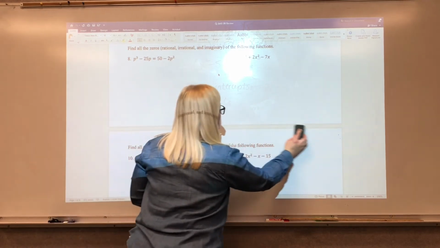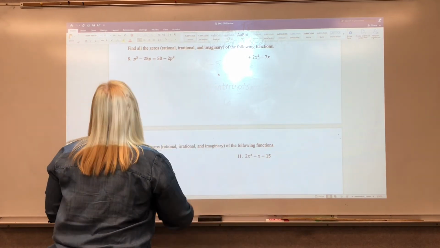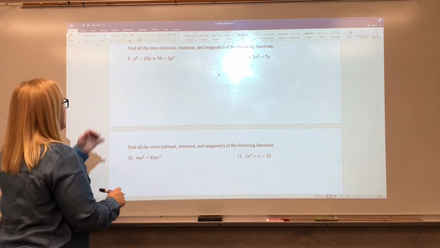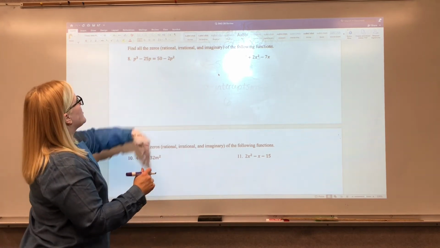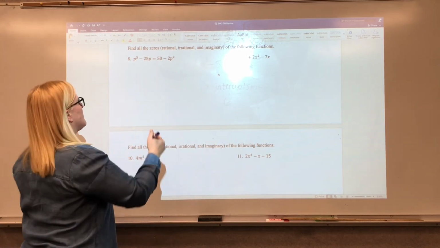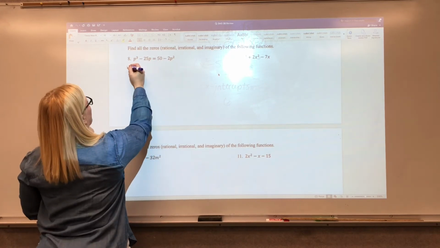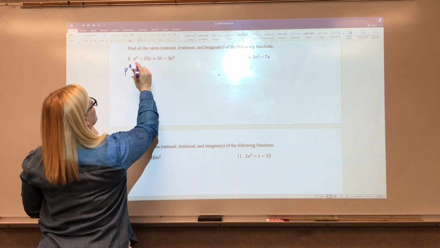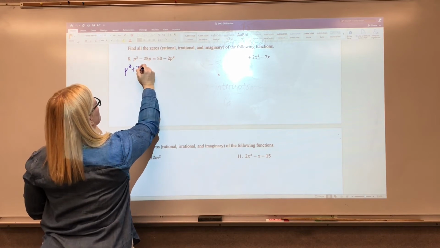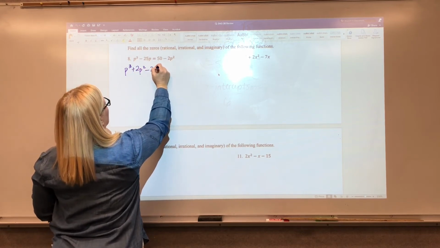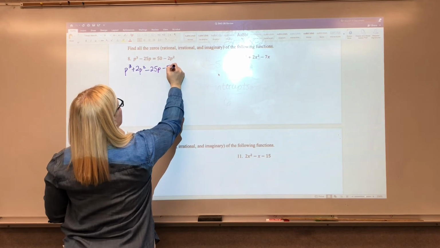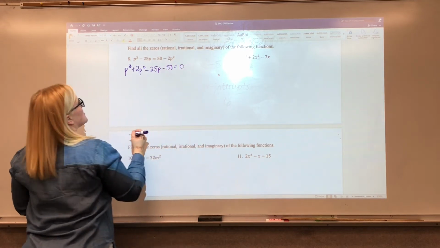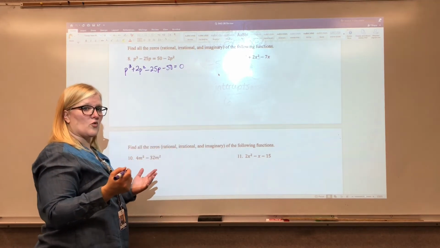Finding the zeros of a function. This is where I hope I have enough space. I may not. Okay, so this first one, I've got to get everything over onto one side. I've got p cubed. Okay, this one's going to move over, so plus 2p squared minus 25p minus 50 equals 0. So this one I can actually factor by grouping.